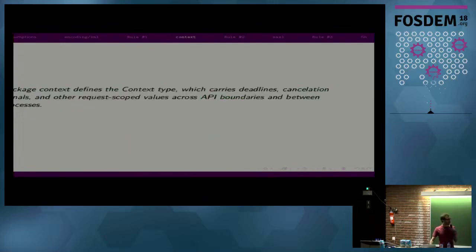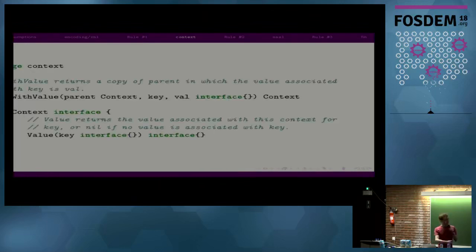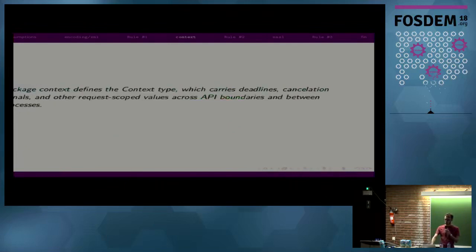So let's look at the documentation for context. Package context defines the context type, which carries deadlines, cancellation signals, and other request scoped values across API boundaries and between processes. Request scoped values is the key word here. What does that mean? We don't really know. This is documentation as API, because this wasn't something that was encoded in the API we have for context. Nothing in here gives you any indication of what a request scope value is or how context should be used.